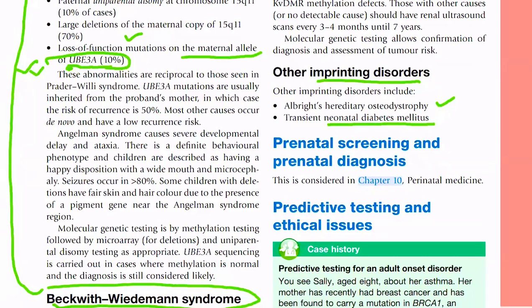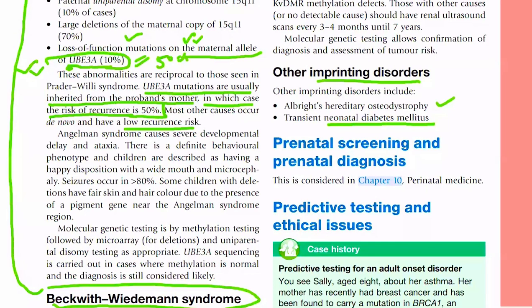Yes, they have told us here that these abnormalities are reciprocal to those seen in Prader-Willi syndrome. These mutations are usually inherited from the proband's mother, in which case the risk of recurrence is 50%. Most other causes occur de novo and have a low recurrence risk. Here they have told you that if there is no mutation of this gene, then the recurrence risk is 50%.